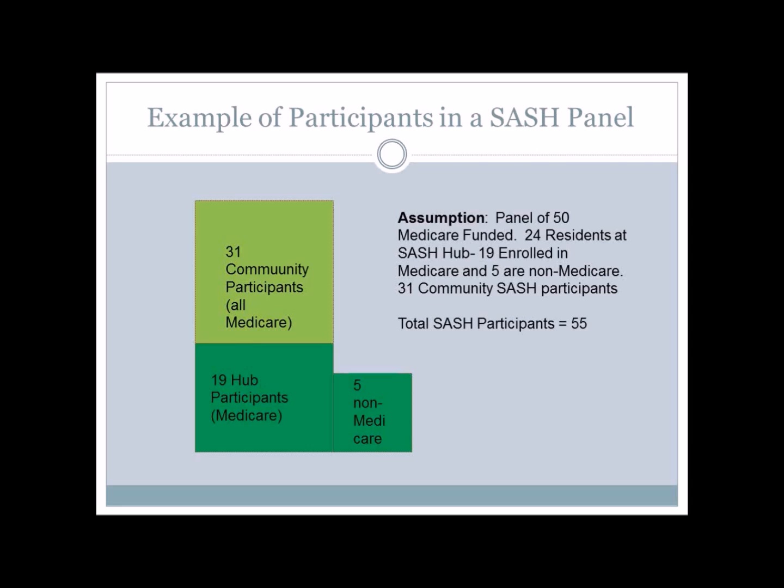Now, what we know, though, is that they had 24 residents. So what about those other 5? We know that those other 5 are non-Medicare. And in this particular situation, the housing organization has a HOS grant from the state of about $7,000 a year. And so they decided that absolutely they were going to offer SASH to everybody, all 24 residents, because they could make up the difference.